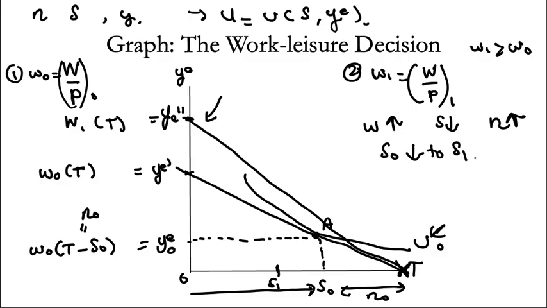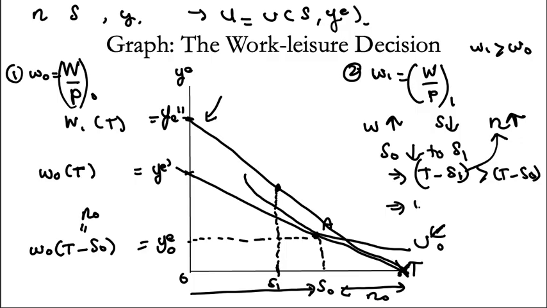So when S naught decreases to S1, that means T minus S1 should be bigger than T minus S naught, isn't it? This is working hours. So let's say it's here. That means the income received is also higher. What happens to income? W1 times T minus S1. Call it YE1, it is here. Equilibrium income, W1 times T minus S1 equals YE1.